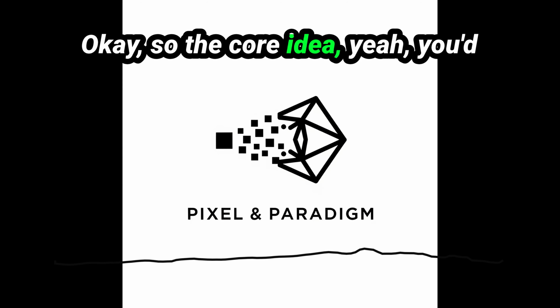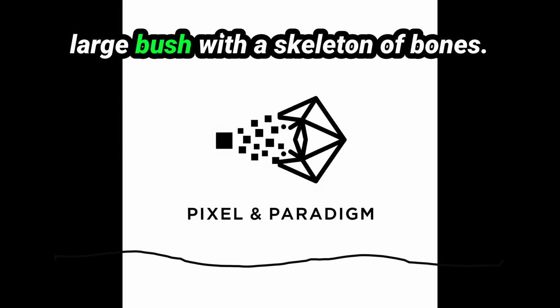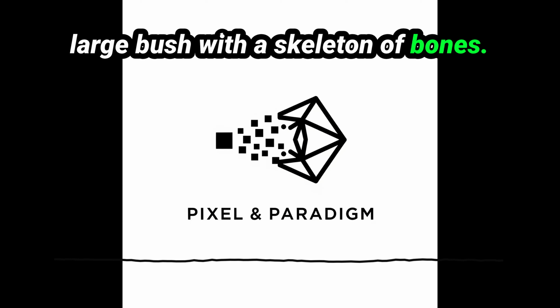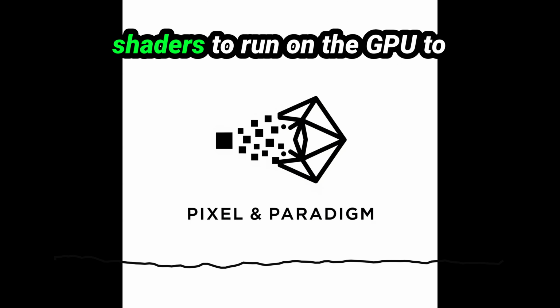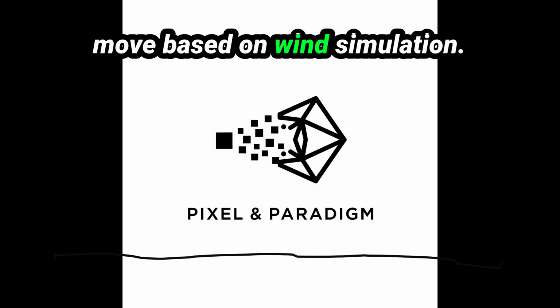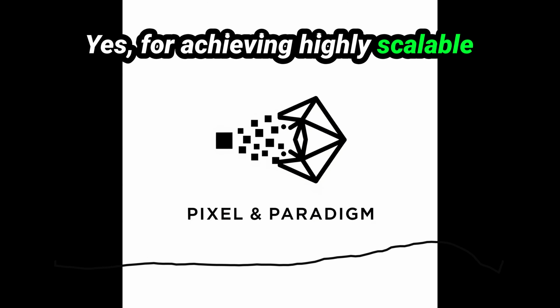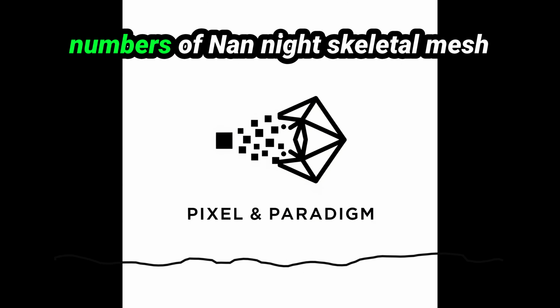Okay, so the core idea, yeah, you'd actually rig a plant, maybe a tree or a large bush, with a skeleton of bones. And then you'd write compute shaders to run on the GPU to figure out how those bones should move based on wind simulation. That's the core concept, yes, for achieving highly scalable animation on potentially very large numbers of nanite skeletal mesh instances.